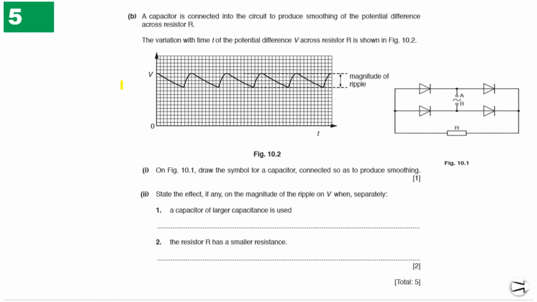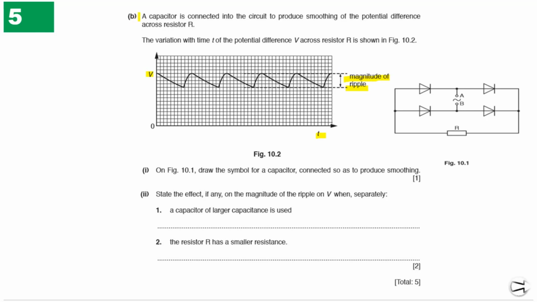For part B, potential difference is given on the y-axis and time is given on the x-axis. We can also find the magnitude of ripples from here, or you can simply see the magnitude of ripples. You can see whether the magnitude is big or small from here.